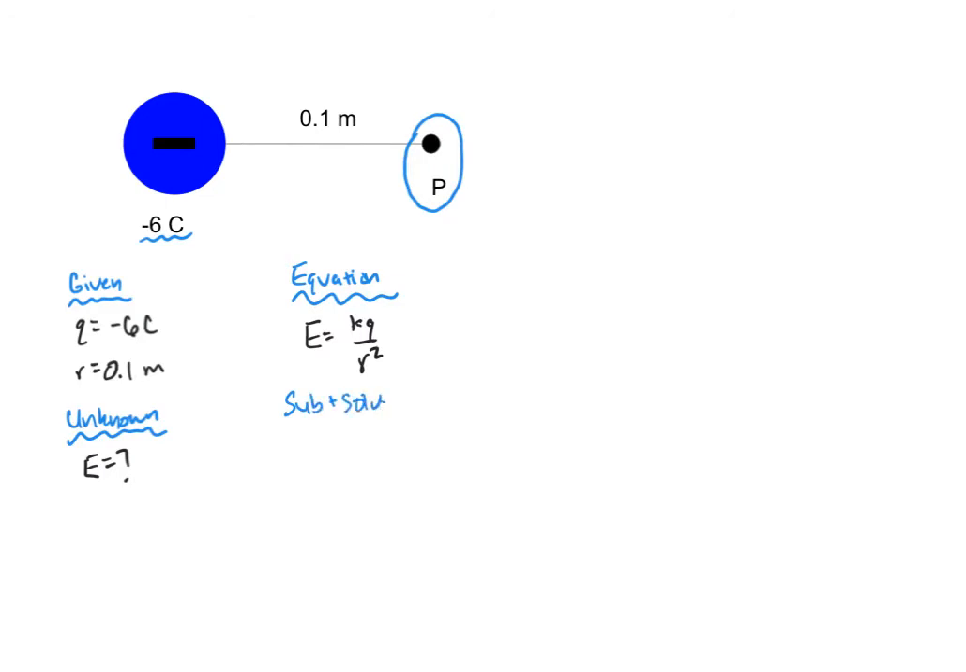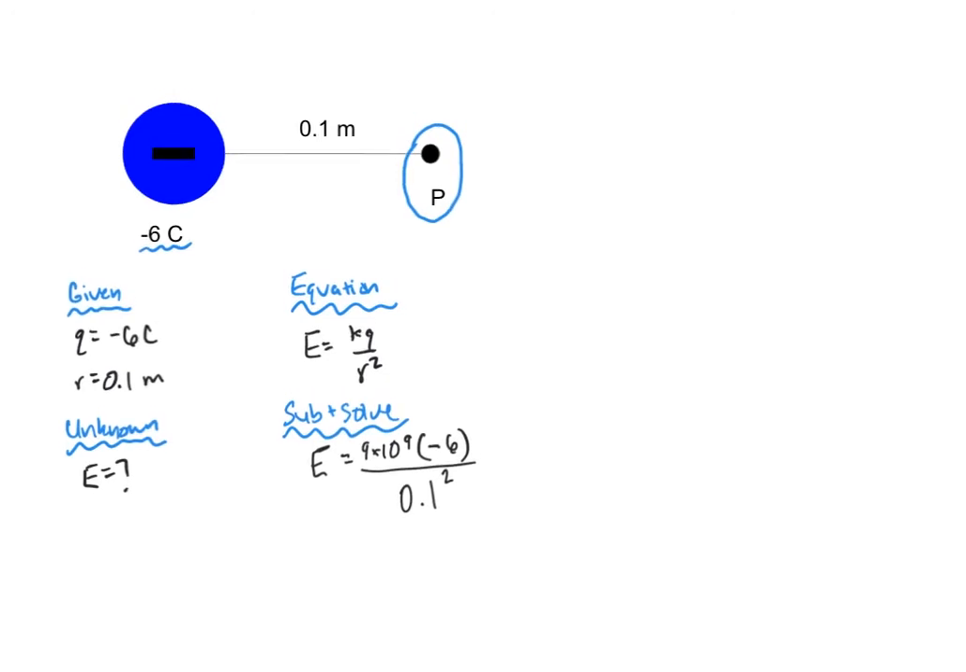So, sub and solve. I'll plug my givens into my equation. E is equal to 9 times 10 to the 9th times negative 6, divided by 0.1 squared. When I put this in a calculator, I find that E is equal to negative 5.4 times 10 to the 12th newtons per coulomb. So my question for you guys: what does this negative sign mean?